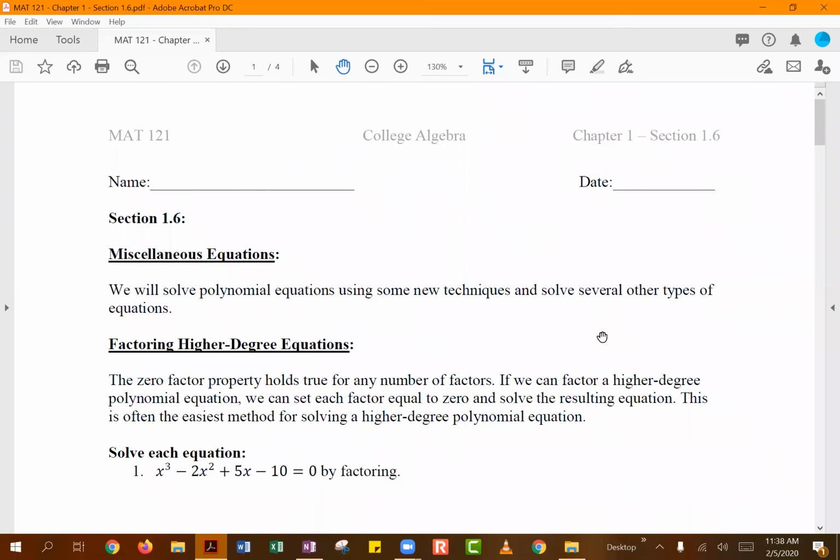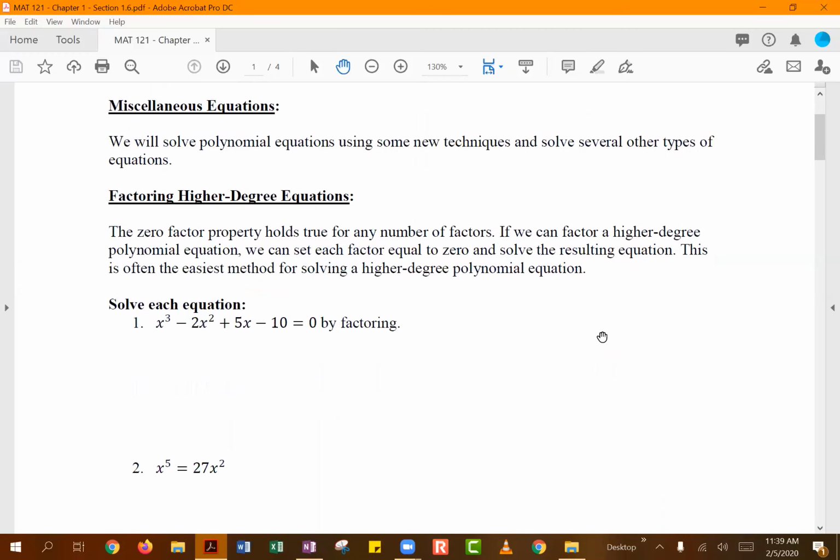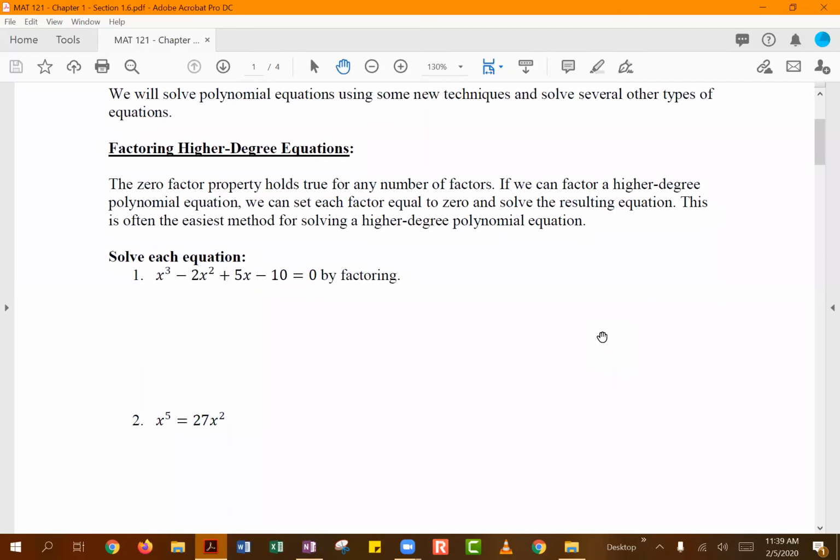So in 1.6, we're still talking about solving equations, but we're actually getting into some higher degree equations here. So some higher degree polynomials, if you want to think about it that way. We will still try to use that zero factor property that we saw in the beginning of section 1.5. So that is the idea where, once you factor your equation, then you take each factor, set it equal to 0, and then try and find the value of your variable. So we'll kind of use that same idea here.